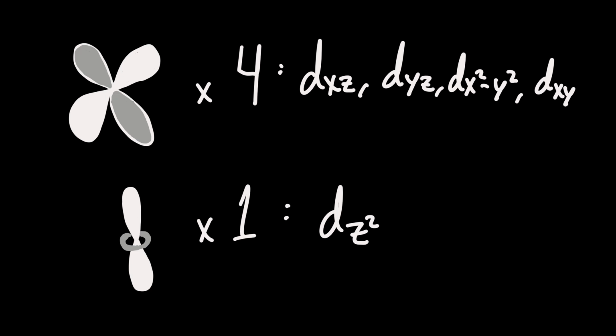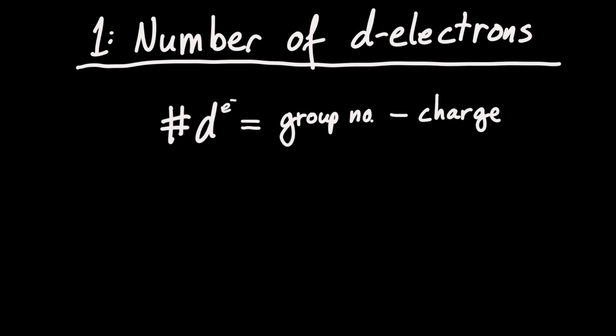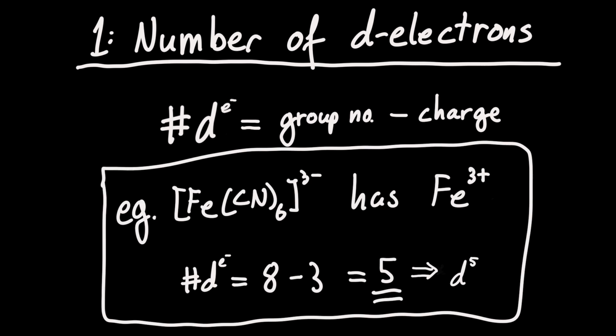In this video, I'll go through the standard approach for determining crystal field splitting diagrams of coordination complexes. First, you need to determine the number of d electrons the transition metal has. This is easily done by taking the group number minus the oxidation state. So for example, ferrocyanide has iron in its +2 state, meaning it has 6 d electrons, written as d6.